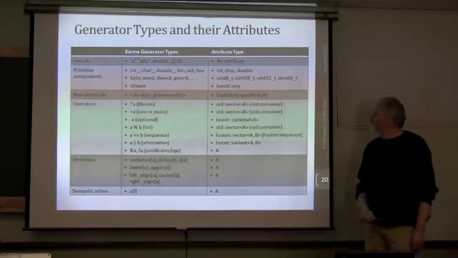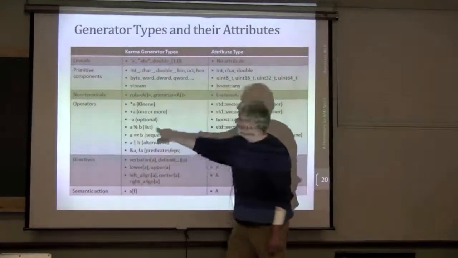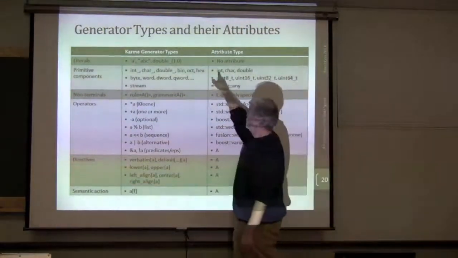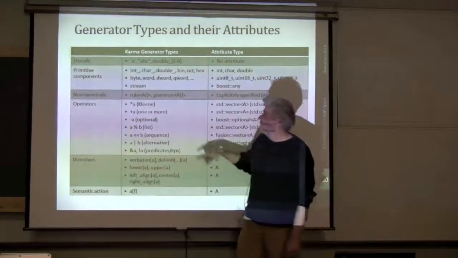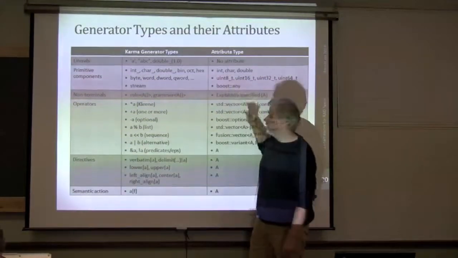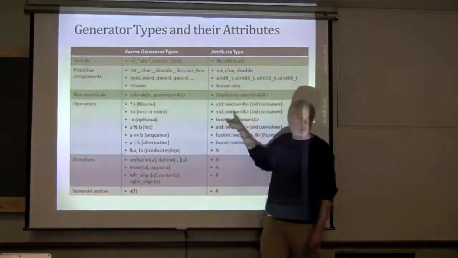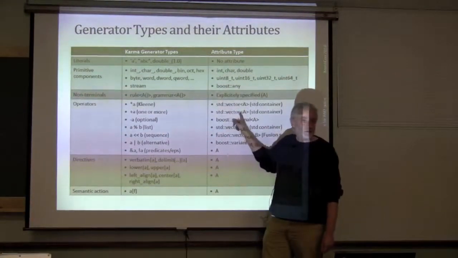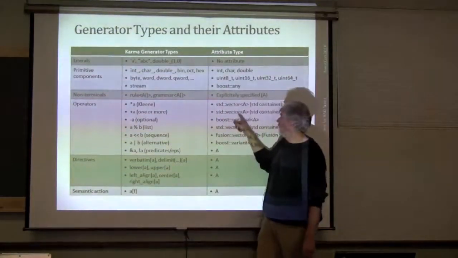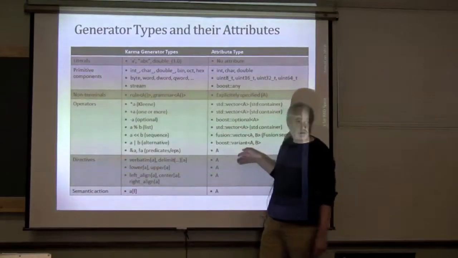Same thing for Karma. Same table, almost the same thing, except for this one, which points in the other direction. When you want to output an integer, you certainly give it an integer. When you want to output a char, a formatted character, you give it a character, and so on. When you want to output a list of things, which is a std vector or any standard container, you use a container. And when you want to output an optional, you just use an optional, and so on and so on.